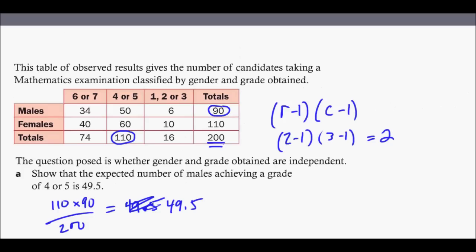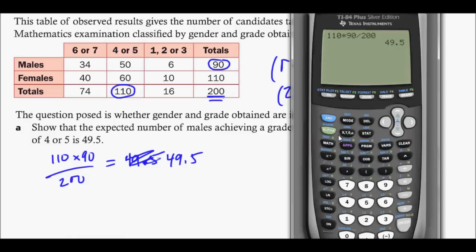Okay, it's pretty straightforward. If we're going to do this, you just clear it out, go to second matrix, and we're going to edit a matrix. In this case, this matrix is going to be 2 by 3. So I'll just put 2 times, whoa, not 23, 2. Delete that. 2 times 3. Okay, and we'll just enter it in. So it's going to be 34, and again, you don't enter in the totals. So 34 and 50 and 6 and 40 and 60 and 10. Okay, and once we're done with that, we can go to stat.